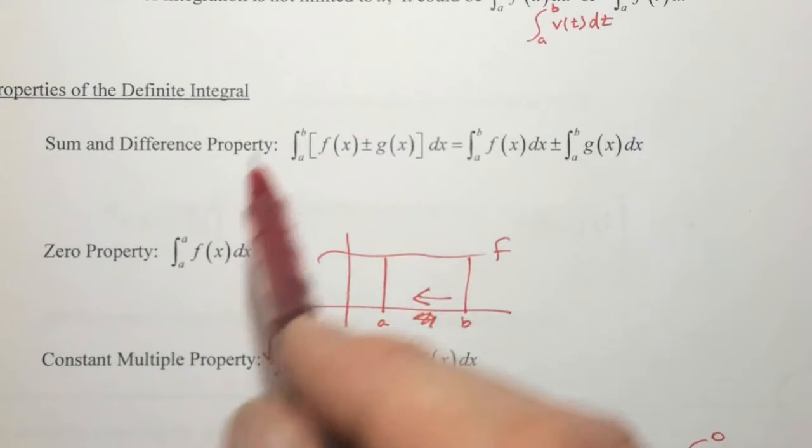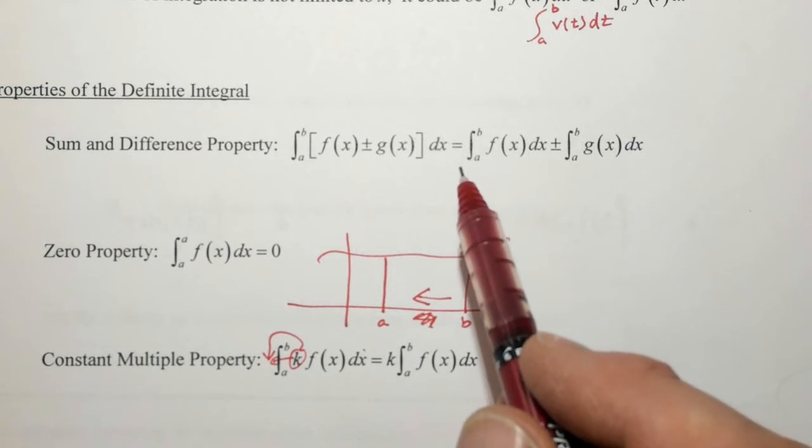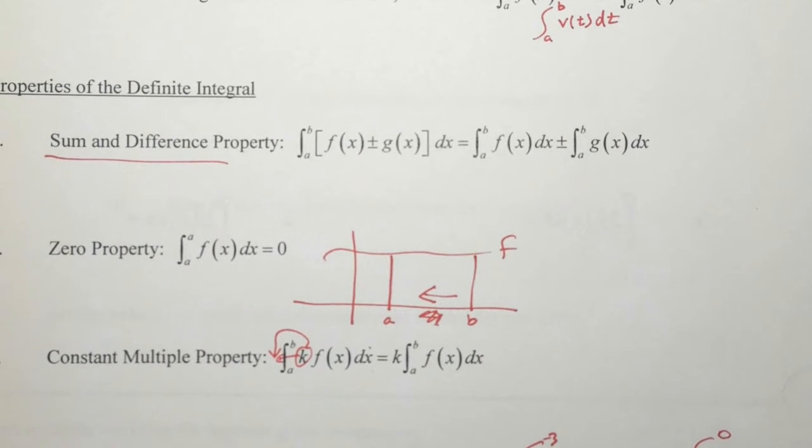Same thing back up top here, sum difference property. It works for adding and subtracting. It does not work for multiplying and dividing. It's called the sum difference rule for a property for a reason, because we can only add or subtract our breakups, as you'll see on the next couple of examples. If we're multiplying, we have to look at something else.